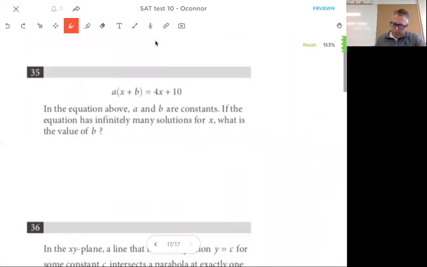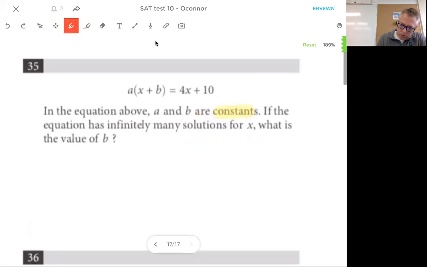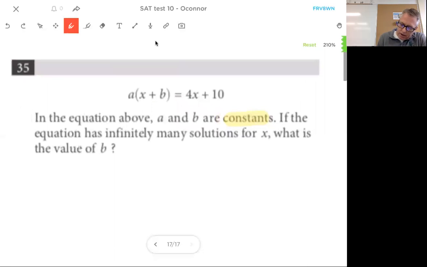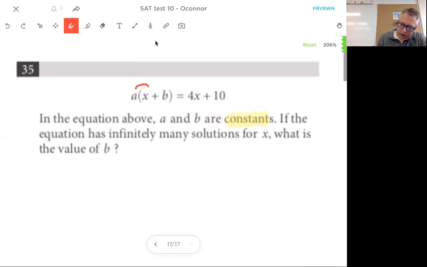In the equation above, A and B are constants. Don't be afraid of that term. It just means they're numbers, okay? People say constant, I don't know what that is, and then they just go on and guess. Okay, you're never going to guess in a free response question. So if the equation has infinitely many solutions, what is the value of B? If it has infinitely many solutions, remember that means that the left side and the right side are the same thing. That's really key. So that means that if the left side is going to equal the right side, I know that A has to be 4.